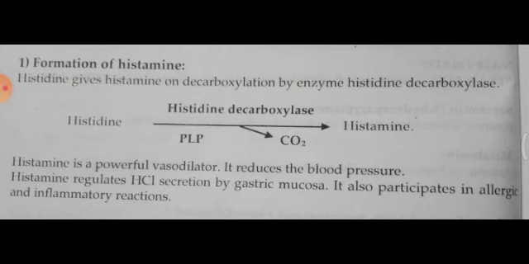This histamine product, after the arrow mark, is a brain-produced substance. Histamine is a powerful vasodilator. It reduces the blood pressure. Histamine regulates the HCl secretion by gastric mucosa. It also participates in allergic and inflammatory reactions.